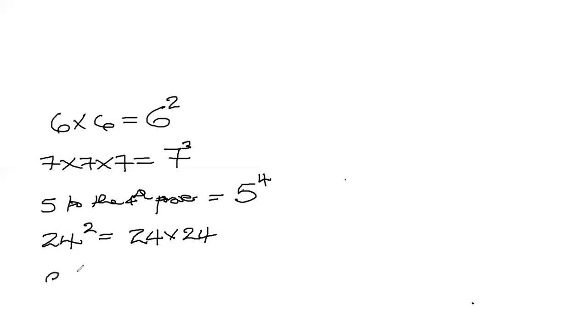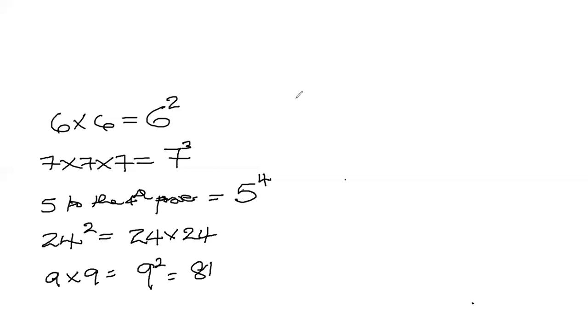Let's try it the other way around now. 9 times 9. This would be what? 9 squared. And what is 9 squared again? Just off the top of your head. 81. Very good.